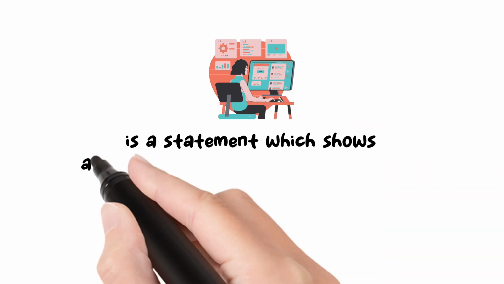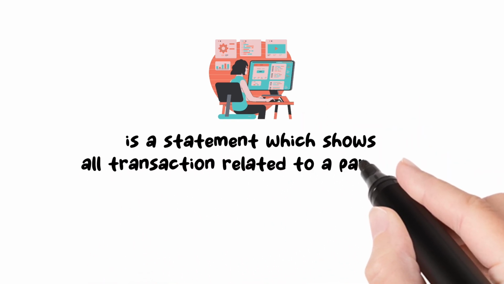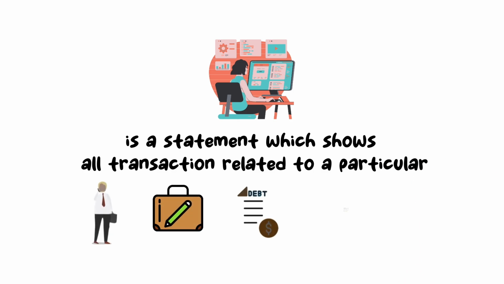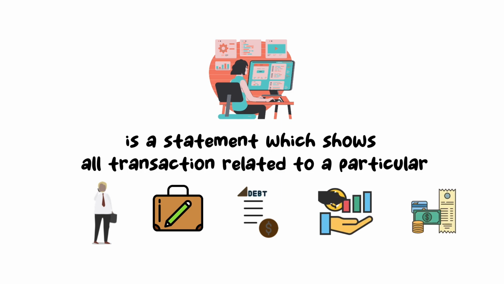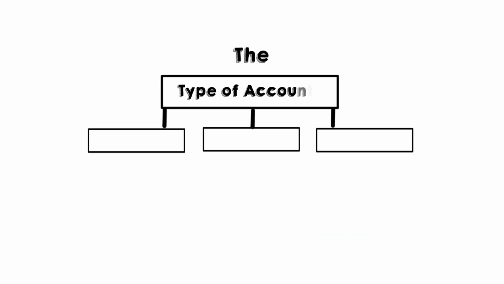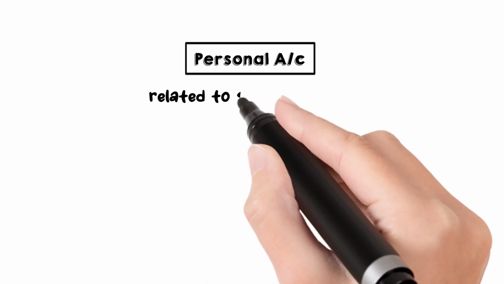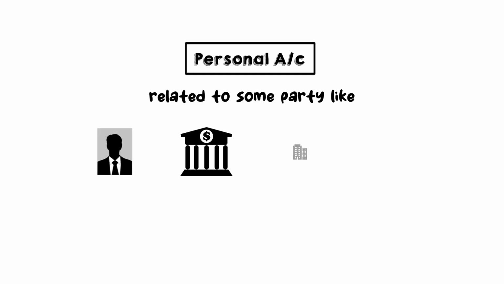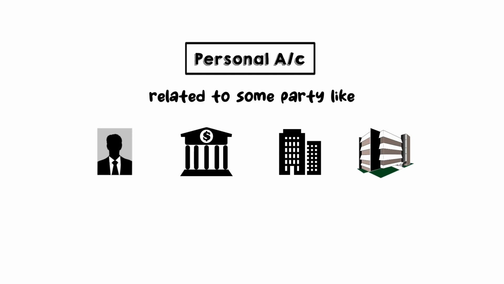An account is a statement which shows all transaction related to a particular party, asset, liability, income, and expense. The types of accounts are personal account, real account, nominal account. A personal account related to some party like individual, bank, firm, company, etc., is known as personal account.